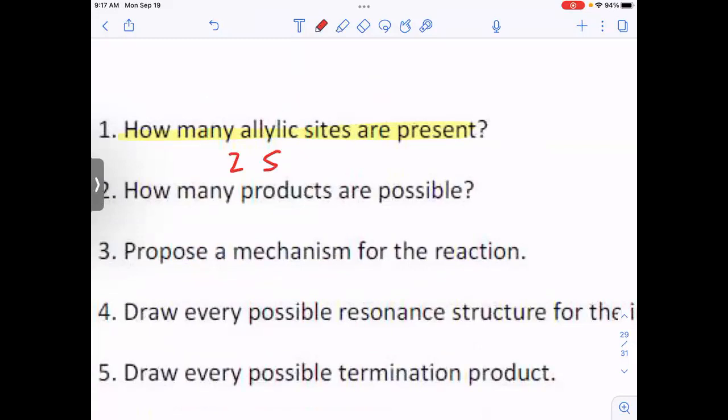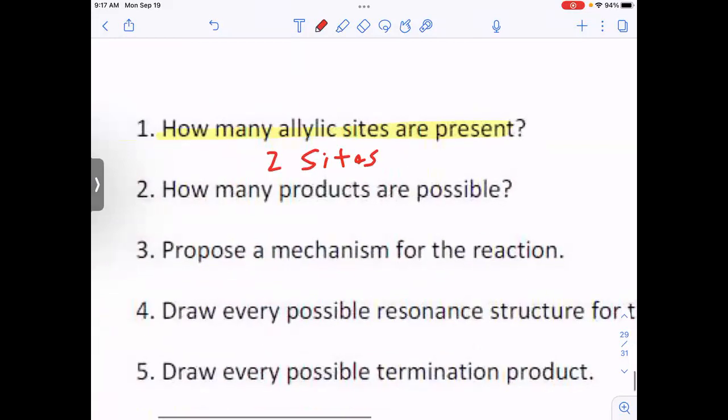There are 2 sites. Now, how do we determine the next question? How many products are possible? I gave you a way to do that on Wednesday of last week, maybe Friday. It was Friday, never mind. How do we know how many products we're going to get?